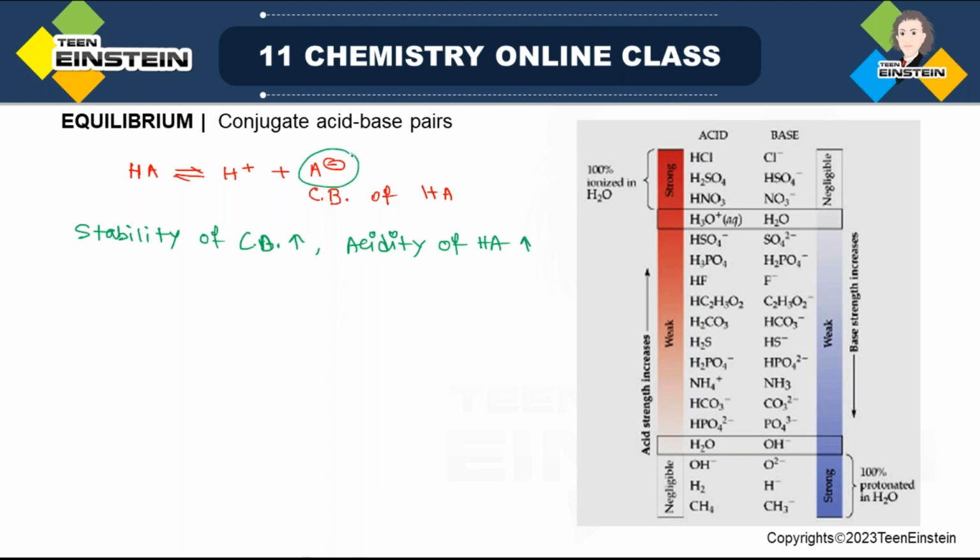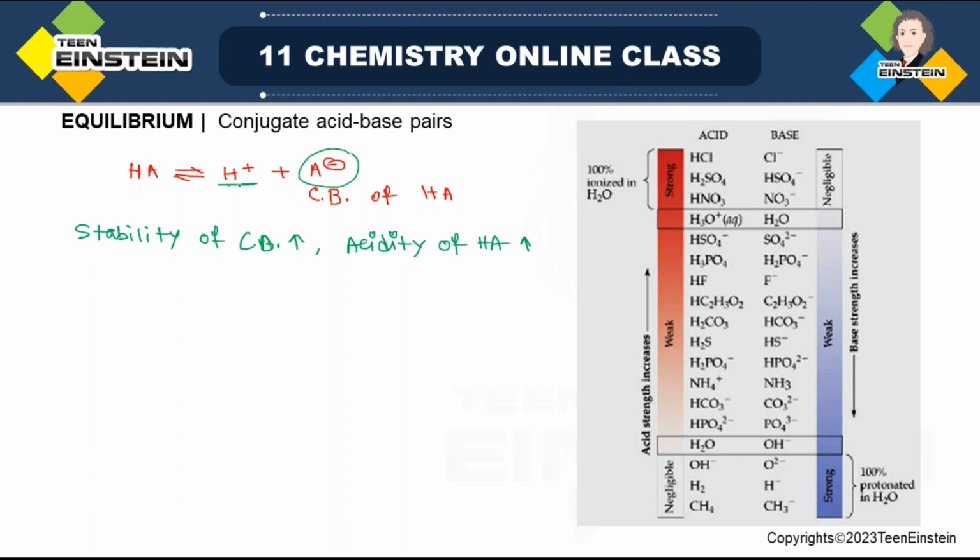So this species stable means what? The equilibrium will be easily shifted from left to right. So we will have H plus more and more. And that means HA is a very strong acid. So that is why we are getting more and more of H plus, and A minus is very stable. So this species is stable, which is found on the right hand side.